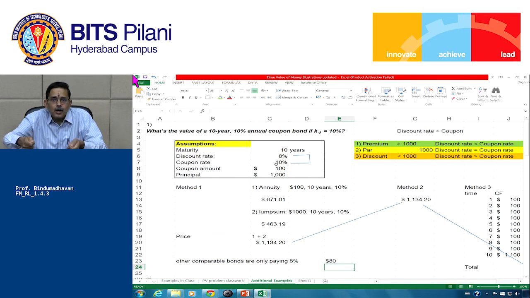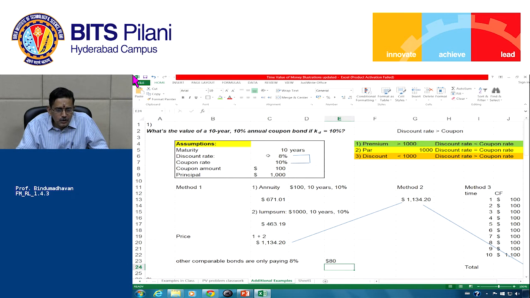If you sell this bond and only get $1,000 and you try to invest the $1,000, you will only get $80. That's a loss for you. So you won't do that. So you will demand a premium. That's the logic. So if our bond pays a coupon which is more than the prevailing rate today, then we will demand a premium. That's why it's called a premium bond.